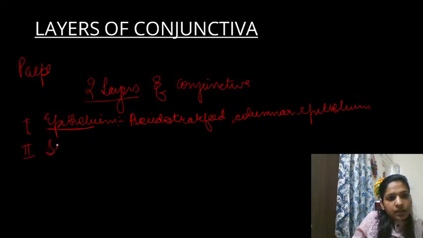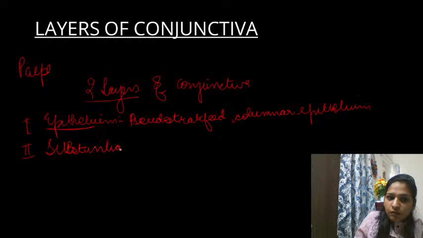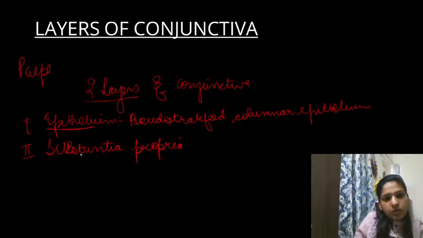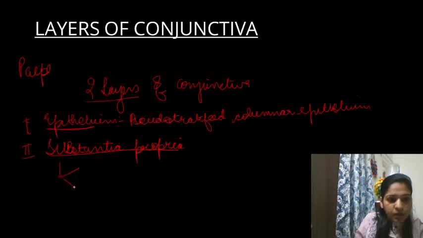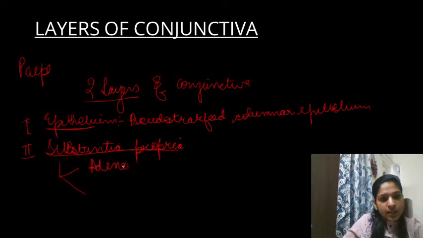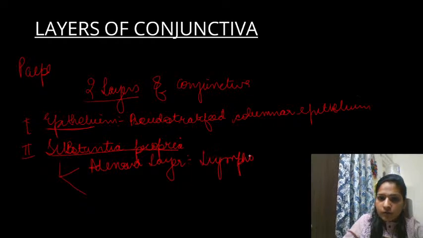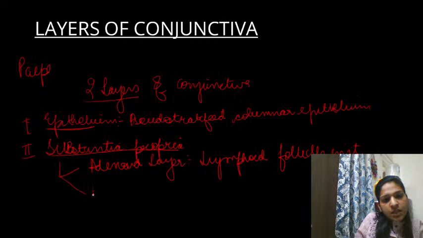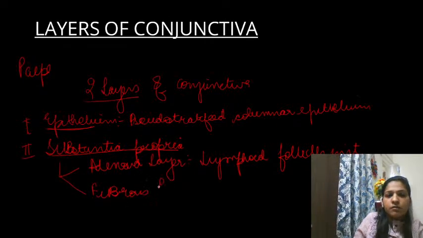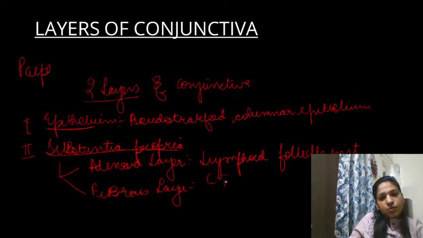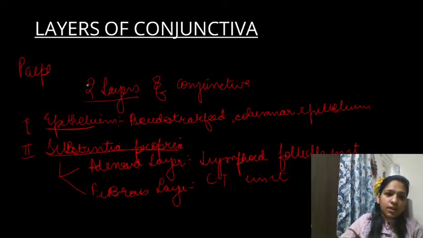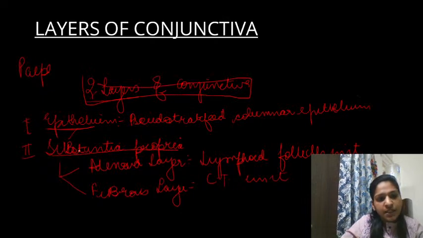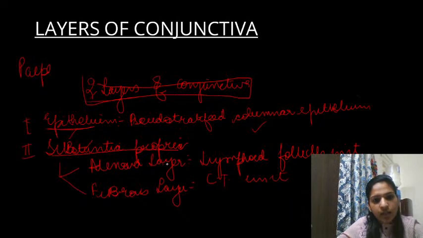And second layer is known as substantia propria. Substantia propria has further two layers. First layer is known as adenoid layer. It has lymphoid follicles in it. Second layer of the substantia propria is fibrous layer, which has connective tissue in it. Okay, so there are two layers of conjunctiva, epithelium and substantia propria. Epithelium is pseudostratified columnar epithelium, and in substantia propria there are two layers. First one is adenoid layer and second is the fibrous layer.